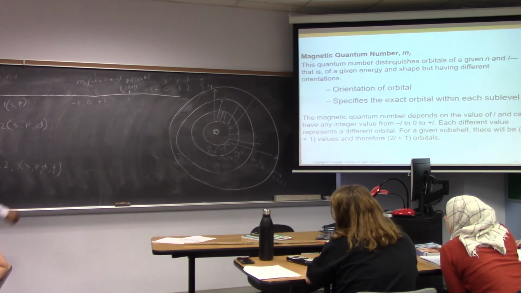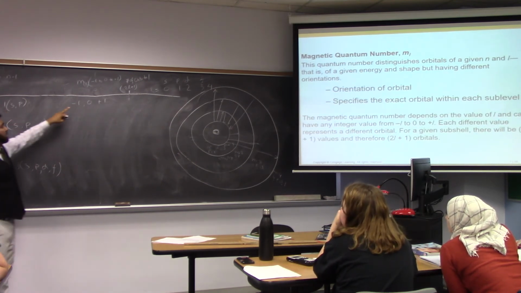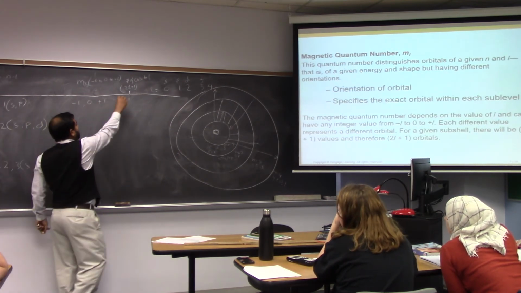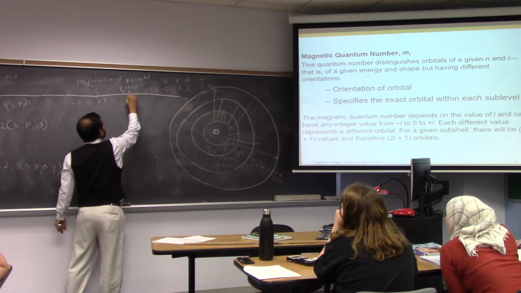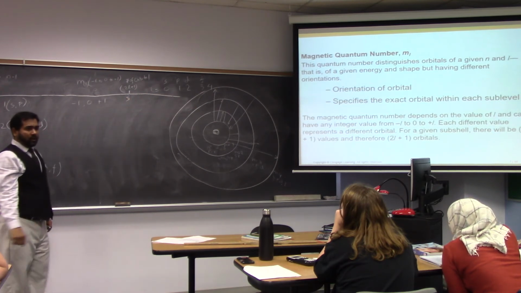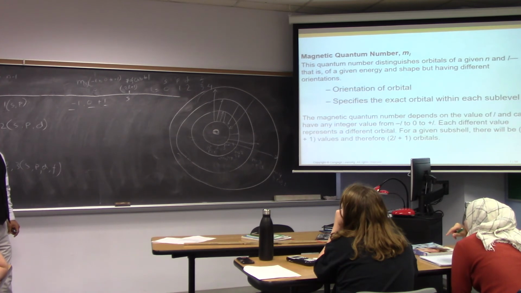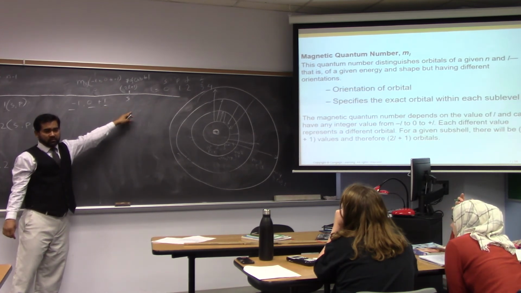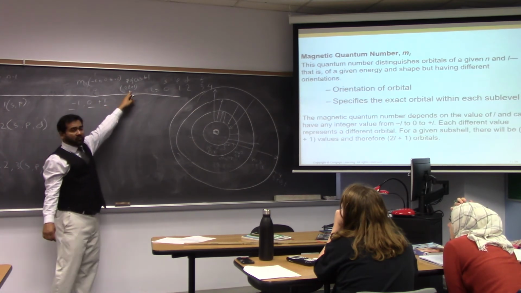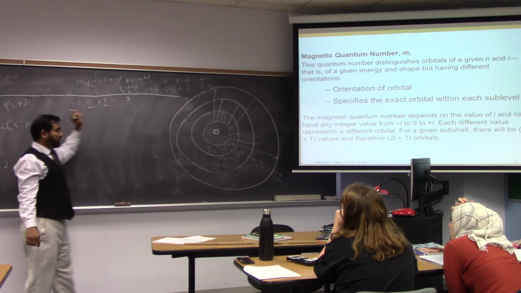How about n equal to 2, L equal to 1? If L equals 1, then ml is negative 1, 0, positive 1. So the number of orbitals will be 3. You can see 3 orbitals: 1, 2, 3. Based on the orientation, you can see how many orbitals you have. Also, you can get it from the formula 2L plus 1, which gives you 3 orbitals.